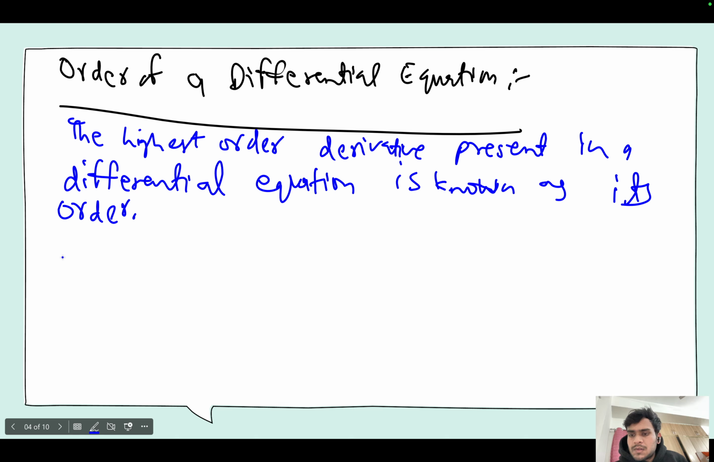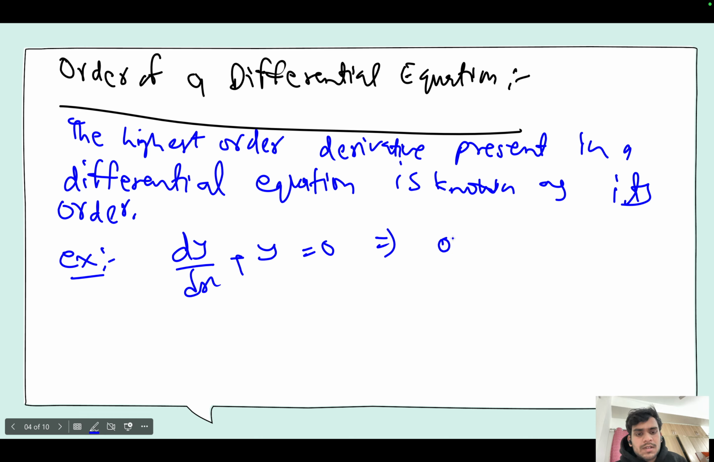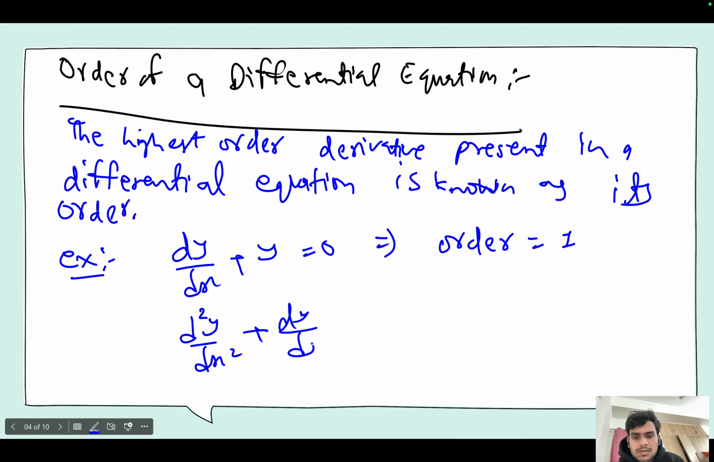Now, taking some examples: dy by dx plus y is equal to 0. So, what is the order of this differential equation? Order is 1. Now, d2y by dx2 plus dy by dx is equal to something y. Then the order of this differential equation is, the highest order derivative present in this differential equation is 2. So order is 2.